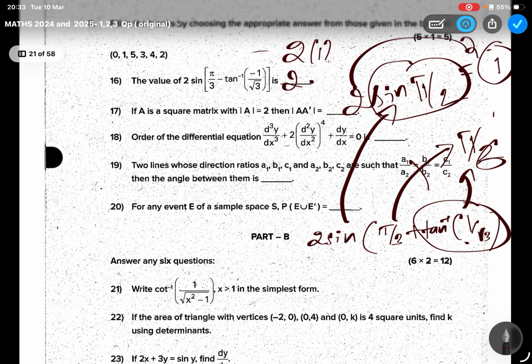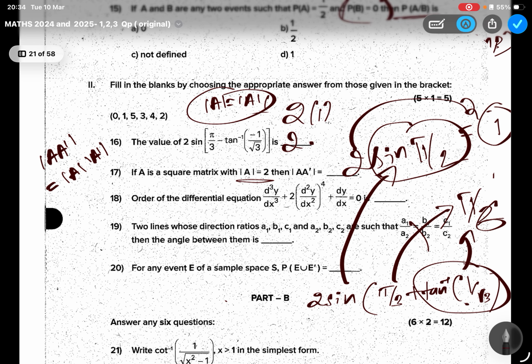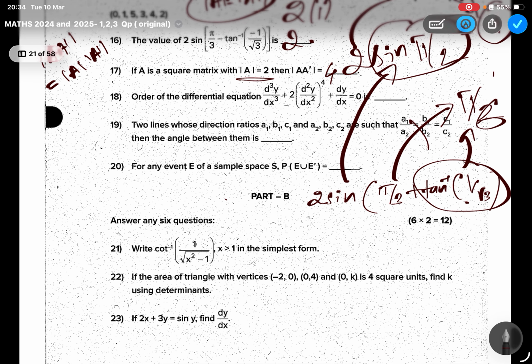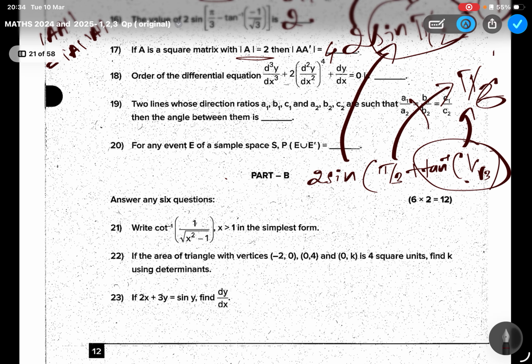Here if A is a square matrix and determinant of A is 2, then determinant of A into A dash is equal to determinant of A times determinant of A dash. And determinant of A is nothing but determinant of A dash. So here both are equal. Then 2 into 2 will be 4. 4 is the answer. The order of the differential equation will be the highest order, 3 is there. Then 3.